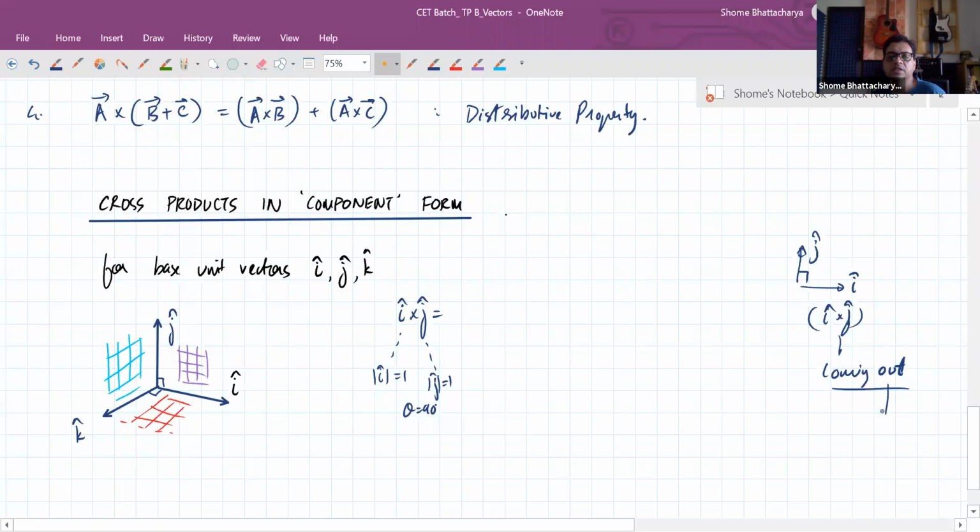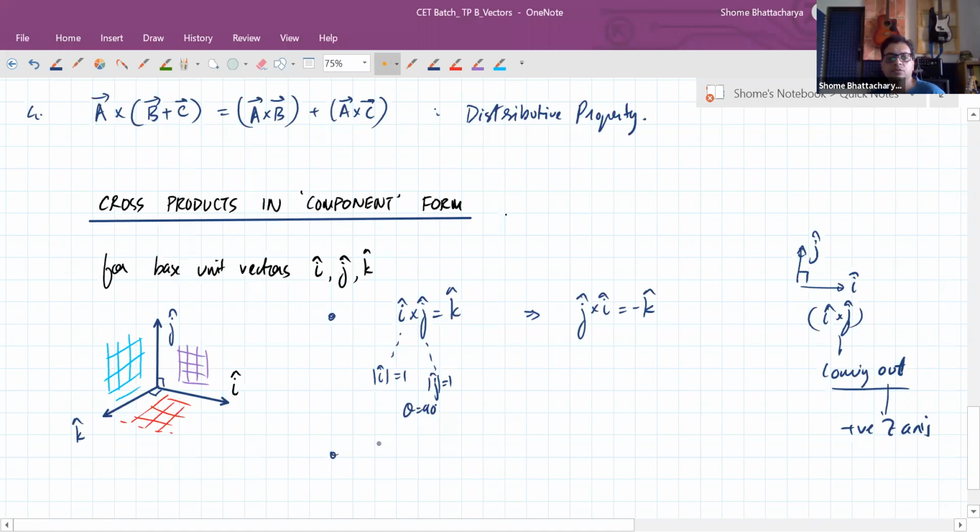So now coming out is which direction? It is the positive z axis. So that's why this becomes k cap. i cross j becomes k. And that automatically means that if you take j cap cross i cap, it becomes minus k cap. So this is our first set of formulae in this one. i cross j is k and j cross i is minus k.